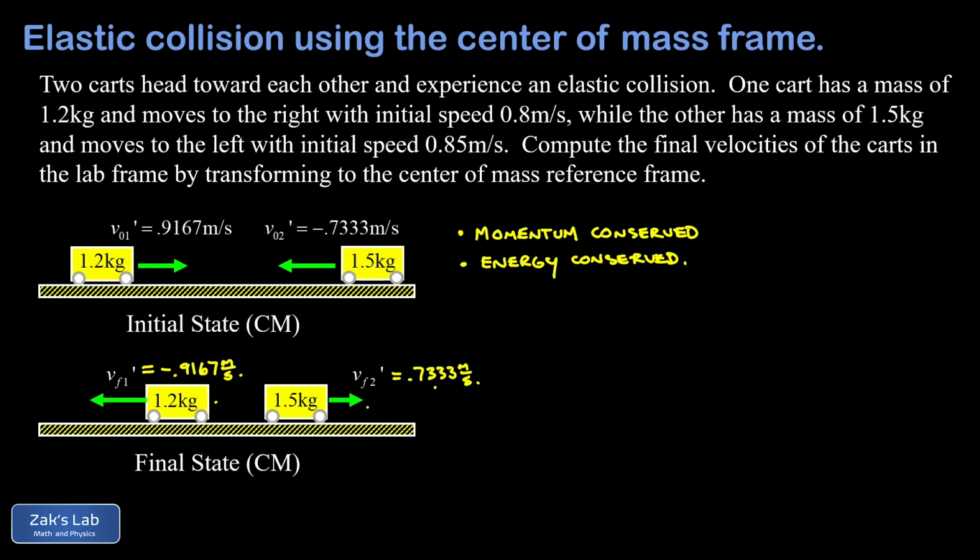So that's the moment where we cut out half a page of algebra. We didn't have to solve a nonlinear system of equations to get these final velocities. We were able to simply guess the result because we viewed the problem from a really convenient reference frame. Now there's one thing left to do, and that's translate back to the lab frame. So this is what it looks like if we're running to the left at 0.1167 meters per second.